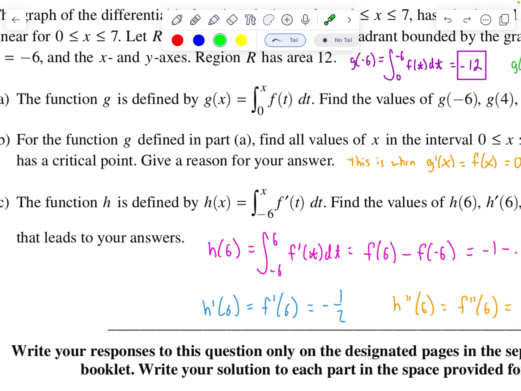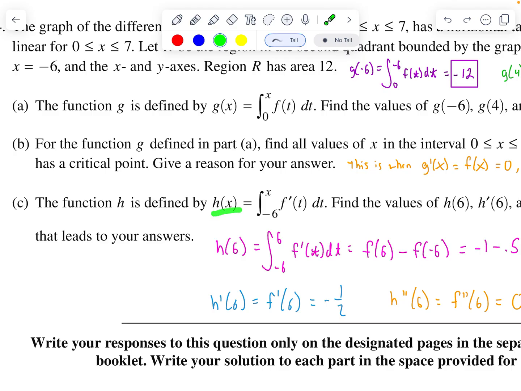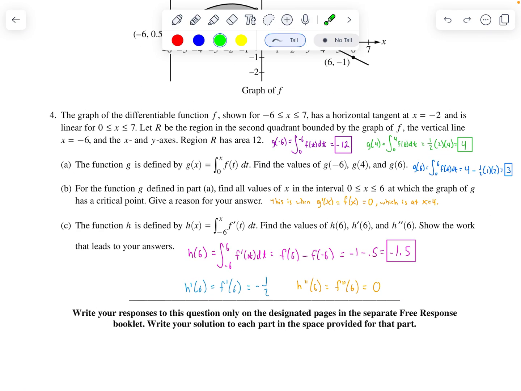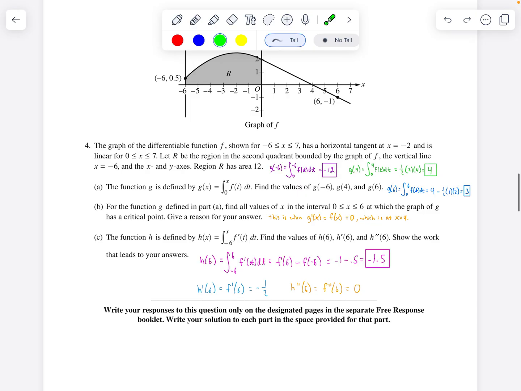And then finally, we have a new function h, where h is now equal to the integral of f prime, and then we got to find some values of h. So h of 6, this is the same idea that we talked about on number 2, where h of 6 is equal to the integral from negative 6 to 6 of f prime. But the integral of f prime is f. So the antiderivative of f prime is f. So here's the antiderivative of our integral with the upper bound plugged in minus the lower bound plugged in. And then you can get f of 6 and f of negative 6 just from the graph, because this is the graph of f. And so that's what I've shown here.